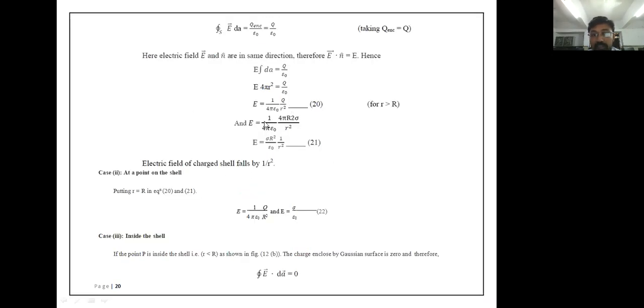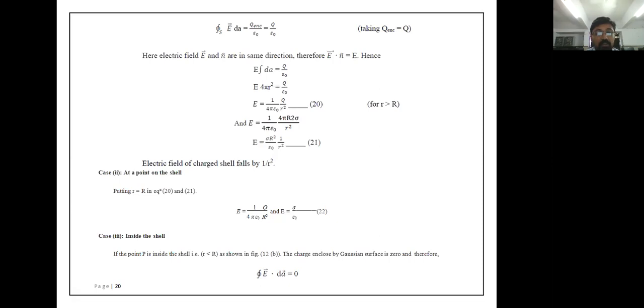So here E is equal to 1 upon 4 pi epsilon 0. Instead of q, we can write 4 pi R square into sigma upon small r square. So 4 pi gets cancelled out, and the remaining term is E is equal to sigma R square upon epsilon 0 into 1 upon r square. So this is the electric field at point P outside the sphere, and the electric field of the charged shell is caused by 1 upon r square. So the electric field outside the spherical surface falls like 1 upon r square. Okay, so this is the electric field outside the spherical surface.